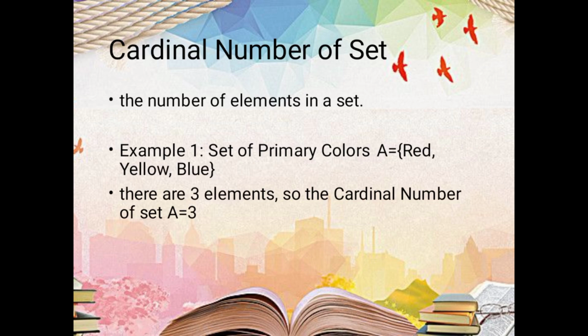Next, we will discuss the cardinal number of a set. The cardinal number of a set is the number of elements in a set. Example number 1, set of primary colors. A is equal to red, yellow, and blue. So, there are three elements. So, the cardinal number of set A is equal to 3.